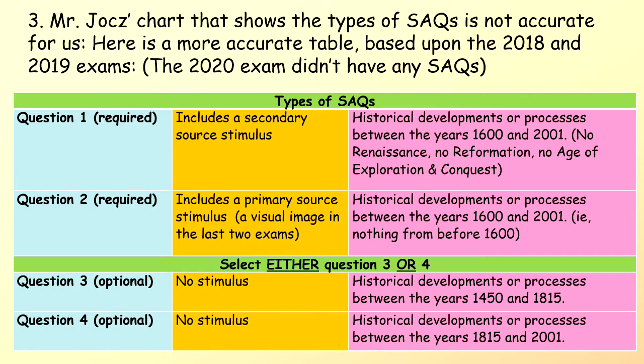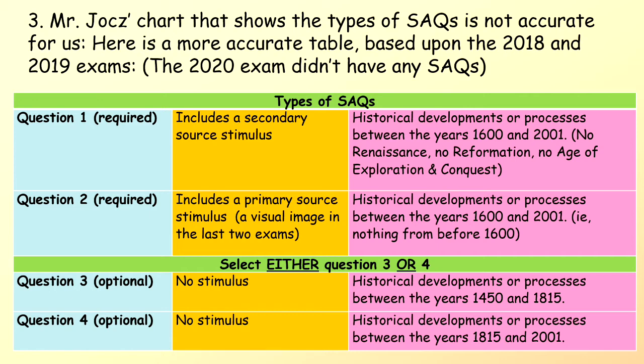Now let's look at questions 3 and 4. You don't have to do both of those questions. You're only going to do one of those questions. They have no stimulus at all. It's the prompt and that's it. But look at the historical periods. Question 3 deals with historical developments or processes between the years 1450 and 1815. That's also periods 1 and 2. Question 4, however, deals with historical developments or processes between the years 1815 and 2001. That's periods 3 and 4.